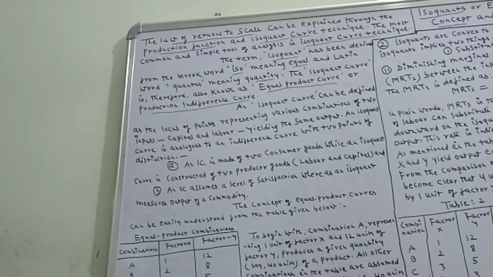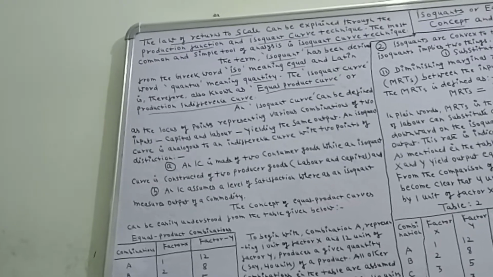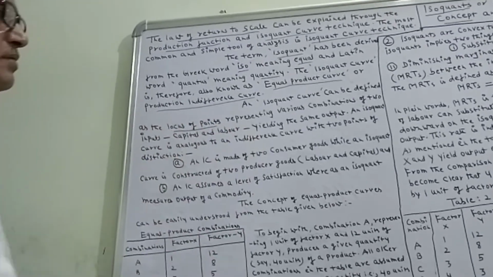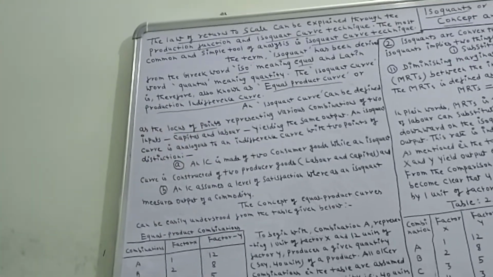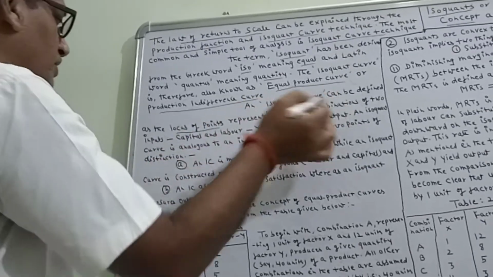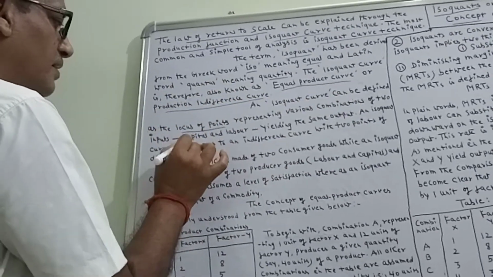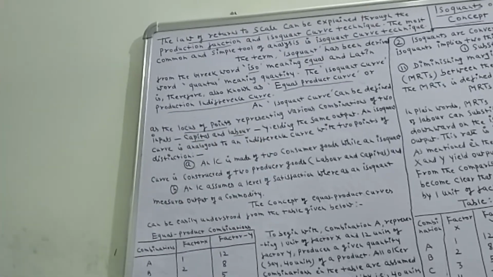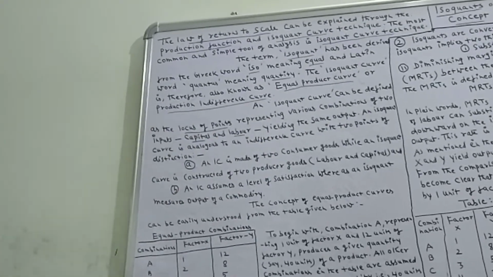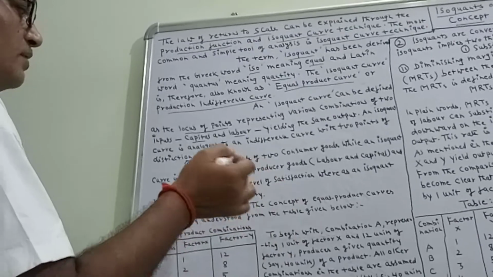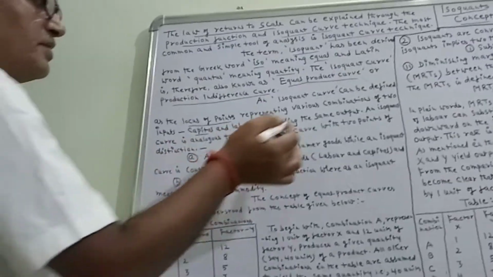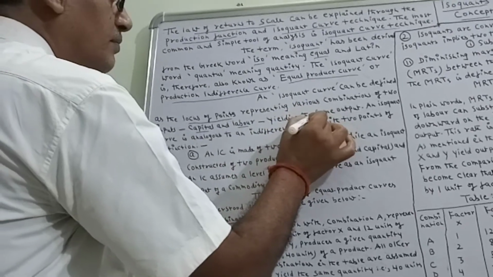An isoquant curve can be defined as the locus of points representing various combinations of two inputs, say capital and labor. For the sake of simplicity, here we assume that the production is the result of capital and labor. It is the same output here.